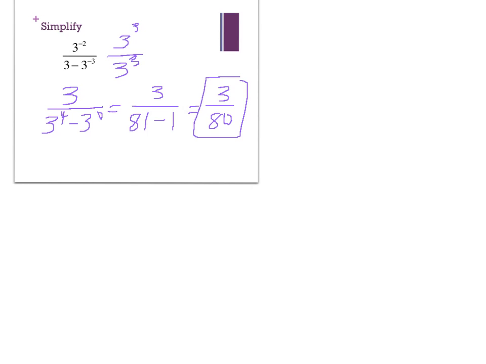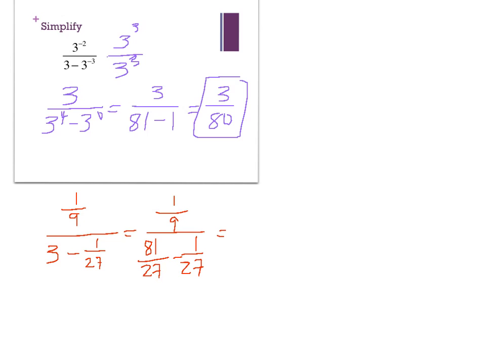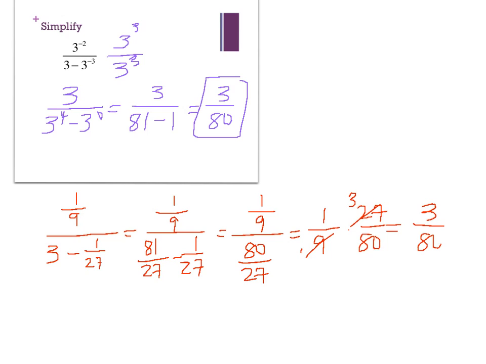But another thing you can try here is you know that 3 to the negative second is 1 over 9. Down the bottom here we have 3 minus, and then 3 to the negative third is 1 over 27. By using common denominators and manipulating the fractions a little bit, you'll still end up with 3 over 80. So if I do that quickly on the bottom here, we can rewrite 3 as 81 over 27. So here we have 1 over 9 over 80 over 27. If we keep change flip this, we get 1 over 9 times 27 over 80. And then by simplifying the fraction further, we get 3 over 80 again.